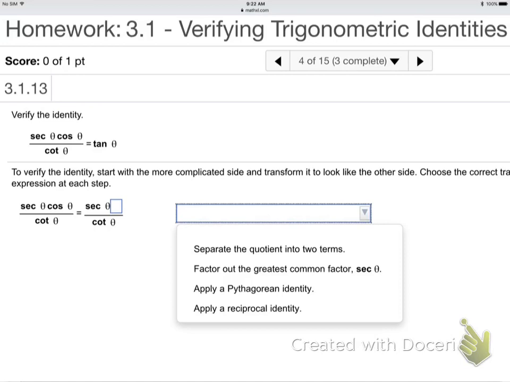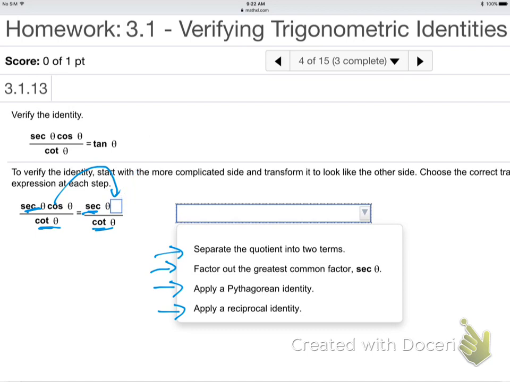So they want me to put something in that box, and then they want me to choose one of these multiple choice reasons why I can put that thing in that box. All right, so do you see what they're doing? They're wanting me to replace the cosine with something, aren't they? Yeah, which is weird. But anyway, they want me to replace the cosine with something. Everybody see that? Right? Because they got the secant, the cotangent, and the cosine is being replaced with something. Okay, what can you replace the cosine with?